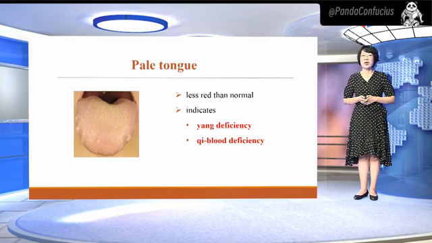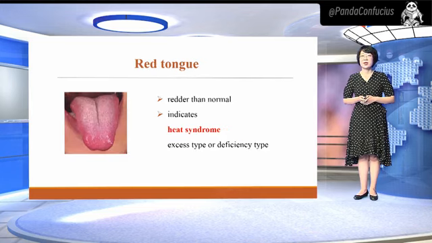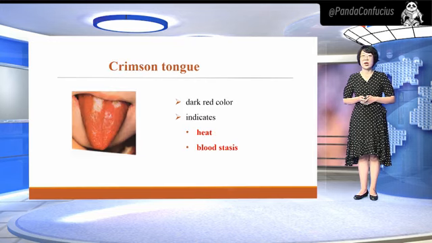The first one, pale tongue, is less red than normal, which indicates yang deficiency and qi, blood deficiency. Red tongue is redder than normal, which indicates heat syndrome of excess type or deficiency type. Crimson tongue is dark red color, which indicates heat or blood stasis.